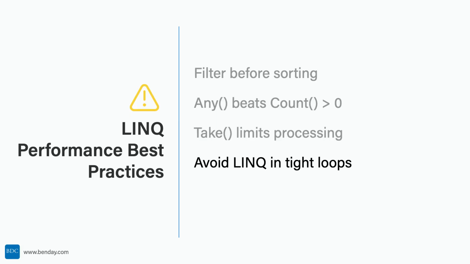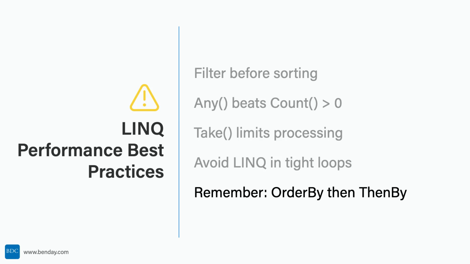Putting a LINQ query inside a loop that runs 10,000 times, that query might execute 10,000 times. Extract it outside the loop, or ToList before the loop starts. And one more time, because it's so common, chaining multiple OrderBy calls doesn't create multi-level sorting. The second one replaces the first. Use ThenBy for secondary sorts.